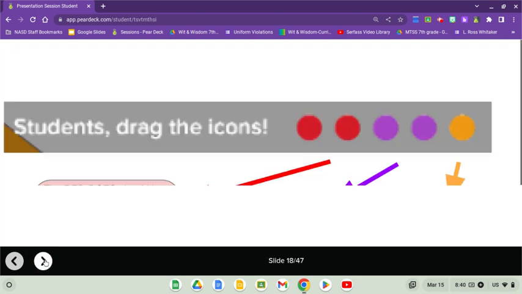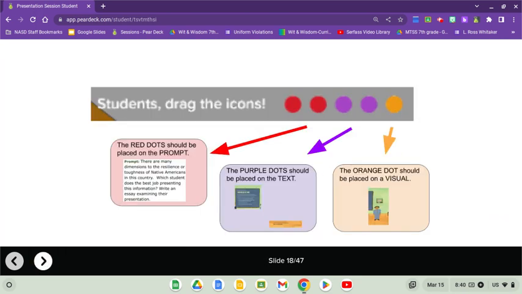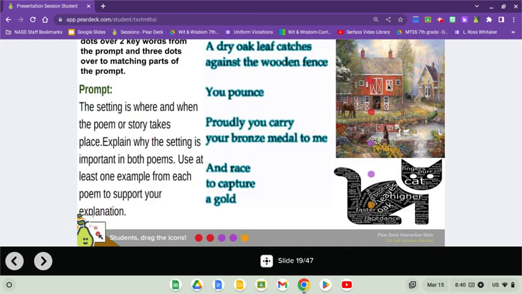Let's take a moment and think about this poem so far in terms of the prompt. Please move the two red dots. One's on the red barn. It's a little hard to find. Move it over there. The other one's a little bit below the red barn. Put that by the prompt. Then you've got two purple dots. Could you please put them up by the dry oak leaves up here? Excellent. And finally, if you could move this orange dot by the cat's tail.